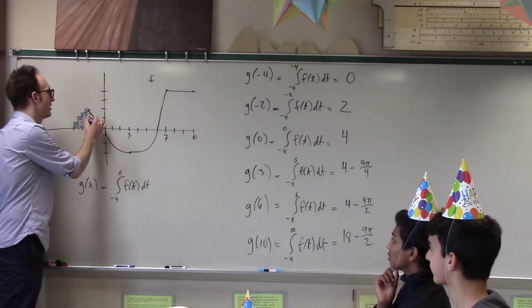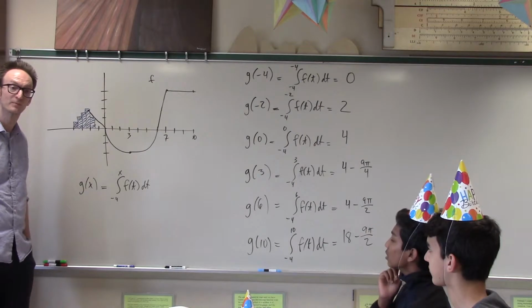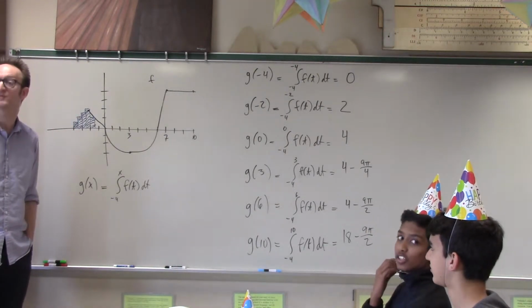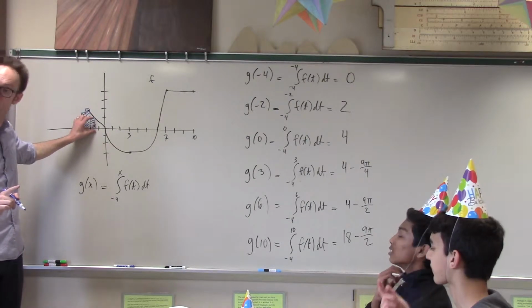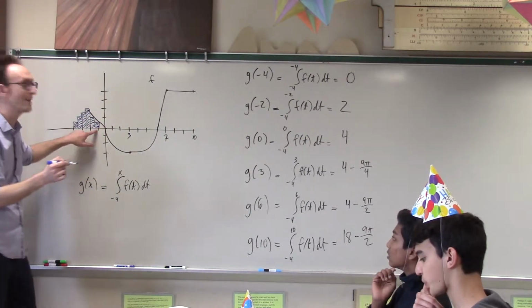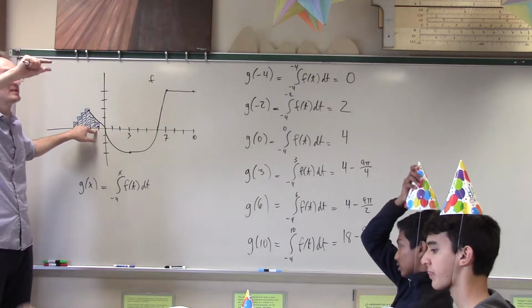What about now? What about when I draw another rectangle? Now what just happened to G? It got bigger, but a little bit slower because I added a little bit less. Okay, now when I add one of these short little rectangles, what happens to G? It got bigger, but even slower.